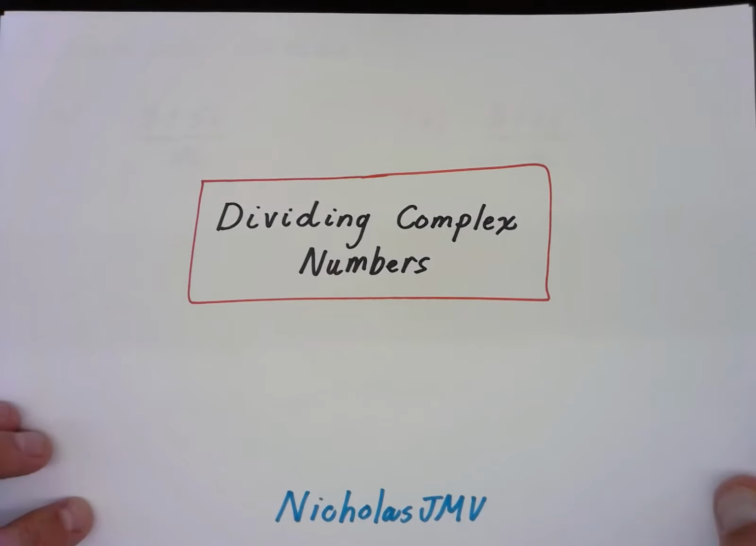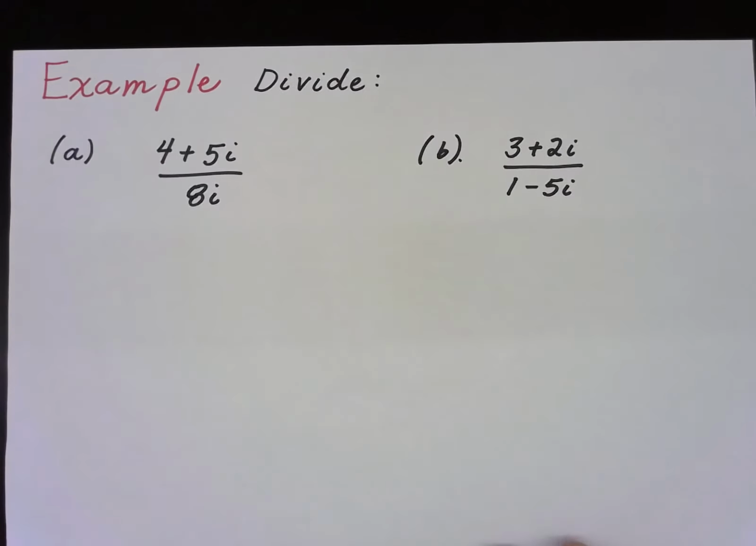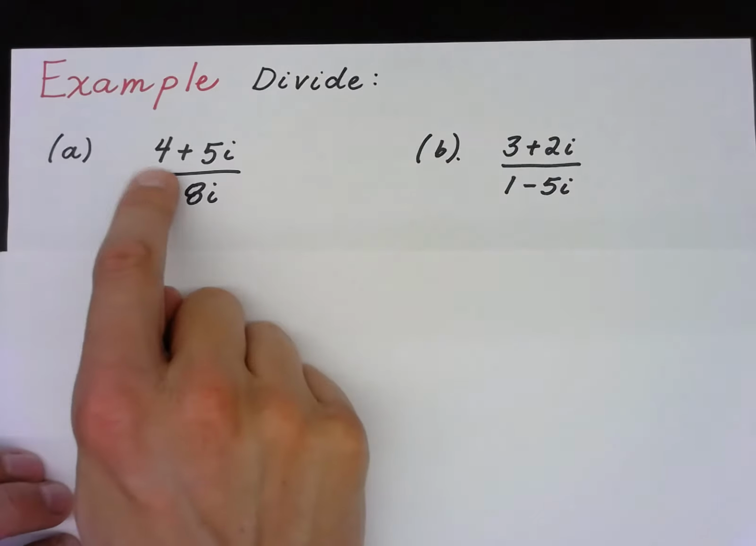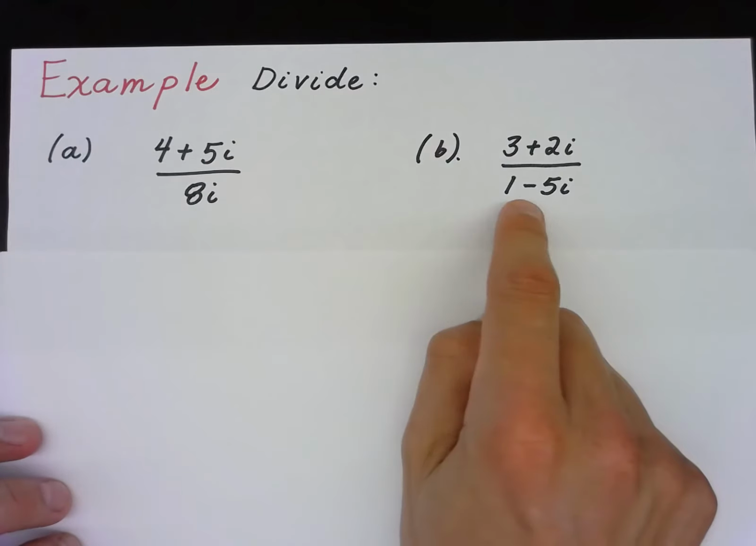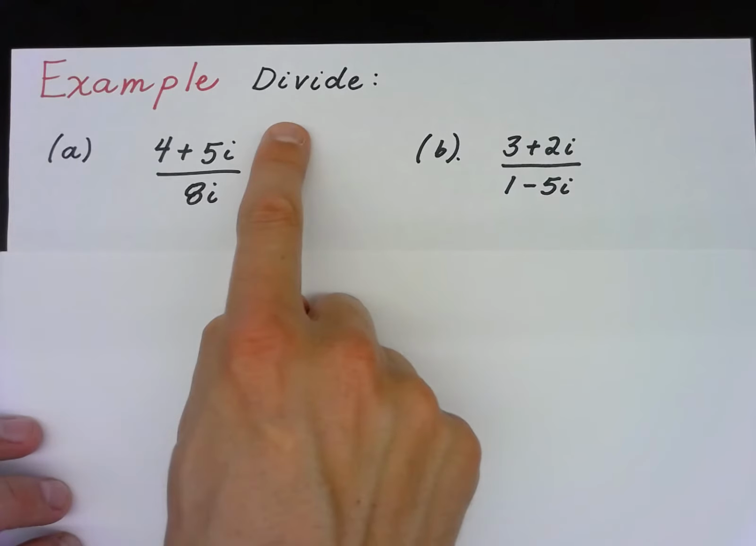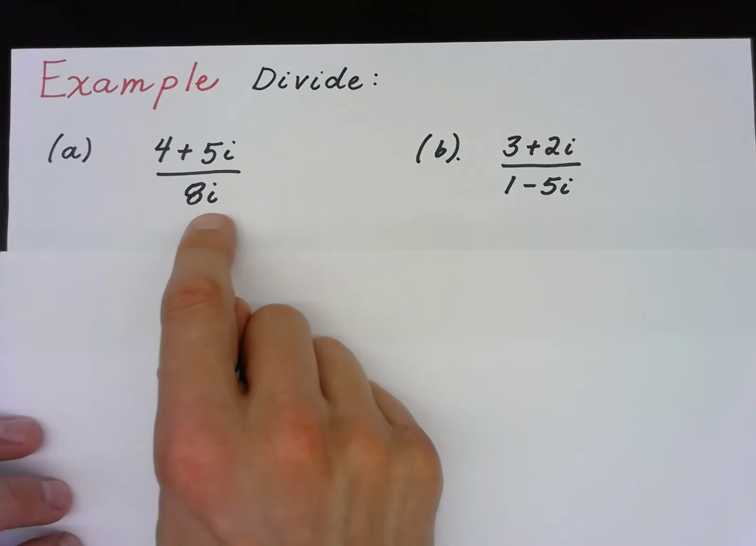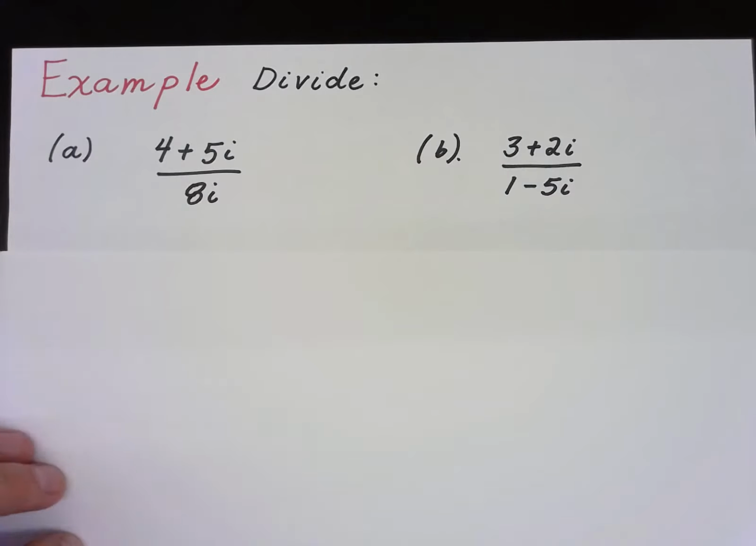So I assume that you have a little bit of knowledge of dividing, so I'm not going to redo what a conjugate is and things like that, but let's go ahead and get started on this. So I've got two examples. And the first one, I'm going to divide 4 plus 5i by 8i. So there's a single term here, and in part B, there's a double term. Okay, so the idea of dividing complex numbers is we're going to get rid of that i term. We're going to get that out of the denominator in both cases. So let's go ahead and look at part A.